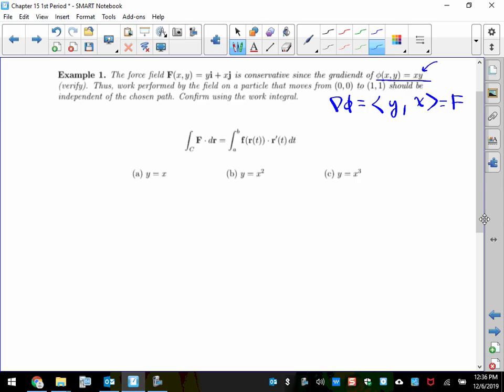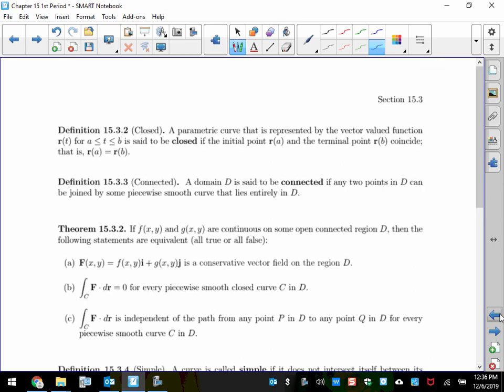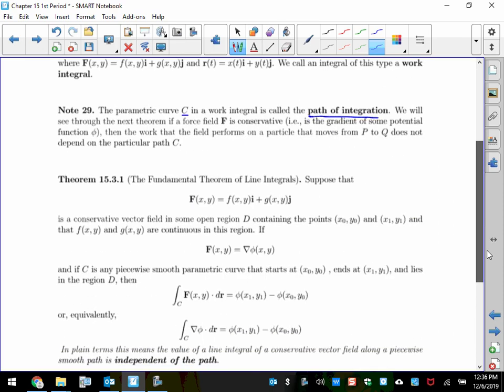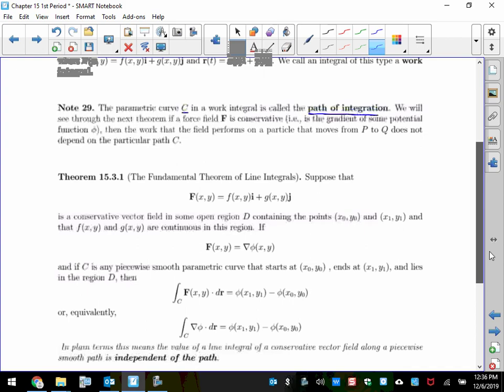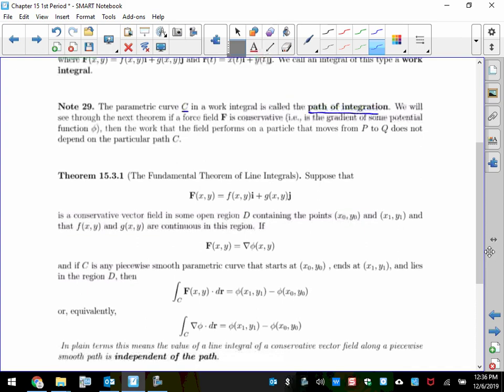Now thus, it says the work performed by the field on the particle as it moves from (0, 1) to (1, 1) should be independent of the path chosen. So is that something that I skipped over? I didn't read Note 29 fully. It says we'll see through this next theorem that if a force field is conservative, then the work that the field performs on the particle as it moves from P to Q does not depend on the path. It does not depend on the path.